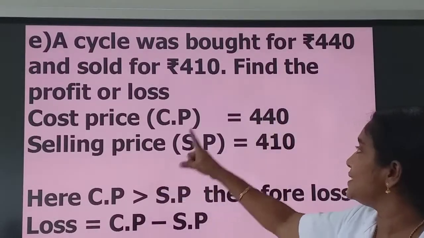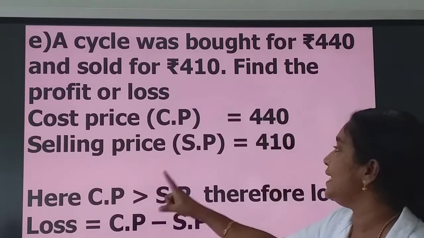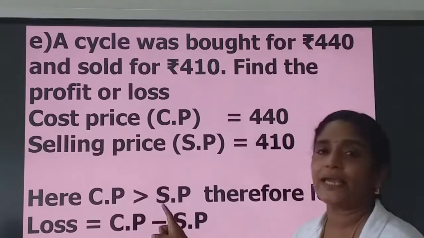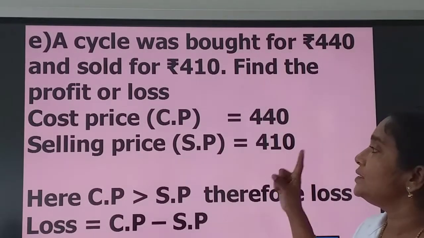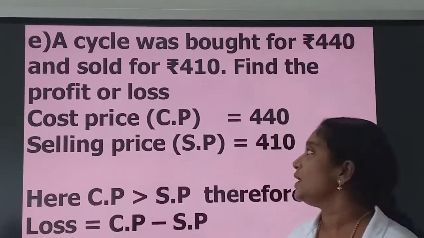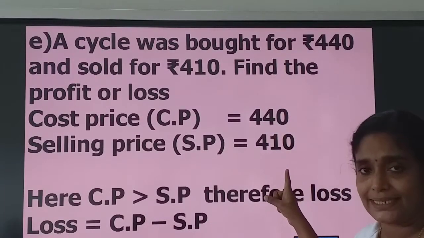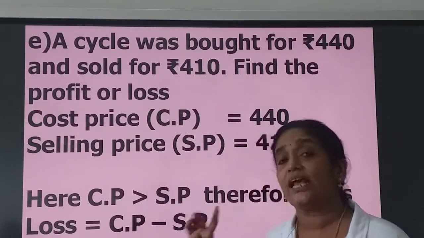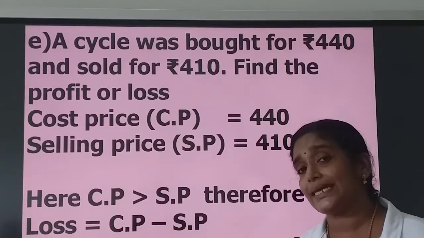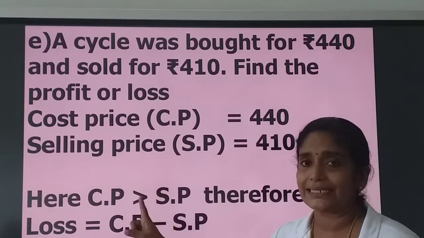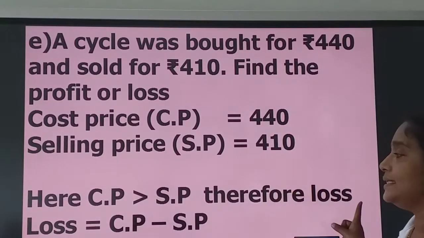So, cost price is 440 and selling price is 410. Here, CP greater than SP. So, here loss or profit? Cost price is greater. When cost price is greater, that time it is loss. When cost price is greater than selling price, it is loss.